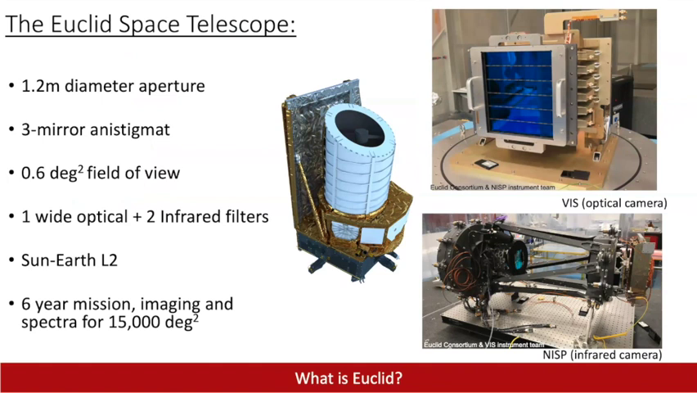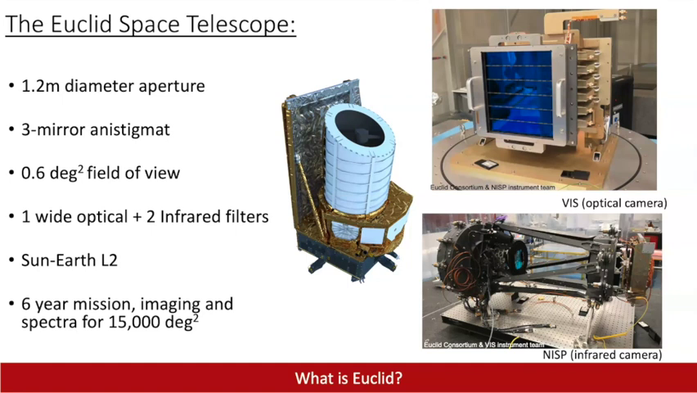I won't talk at all about the spectroscopy, but it has a spectroscopic channel. And it's been sent out to Sun-Earth L2, and I'll explain what that means in a little bit. And it's going to sit there for 6 years and map the sky. So what I'm showing you on the right, on the top and on the bottom, are the two cameras that are on board this thing.